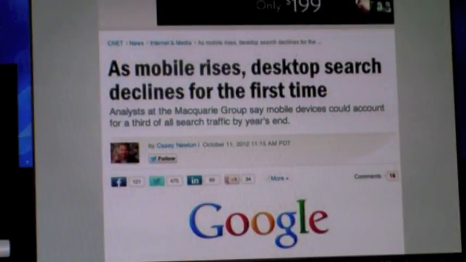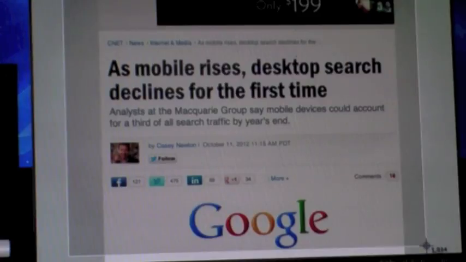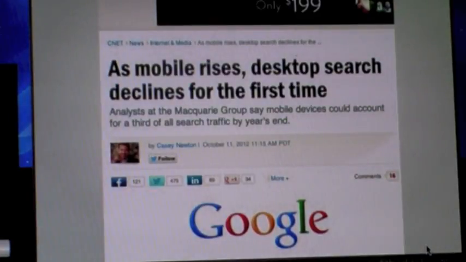Let's look at this. This is a story from CNET. Desktop searches declined in September for the first time ever. That is, there were fewer searches on desktop computers in September of 12 than there were in September of 11. Let me say that again. There were fewer desktop searches, meaning people searching Bing or Google or Yahoo search or whatever from their laptops or their desktop computers. There were fewer in September of 2012 than there were in September of 2011.